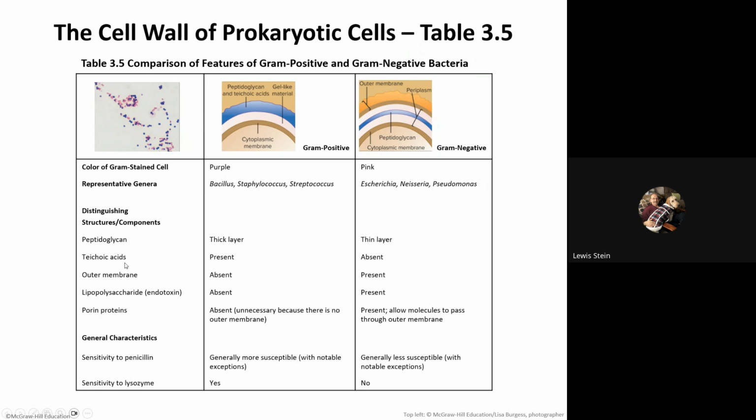These teichoic acids, as you will see, kind of anchor it to the membrane. I mean, something has to secure to the membrane. It's porous, so stuff can get through it. There's no outer membrane, and we're going to get today at length what they call the LPS, or lipopolysaccharide layer.